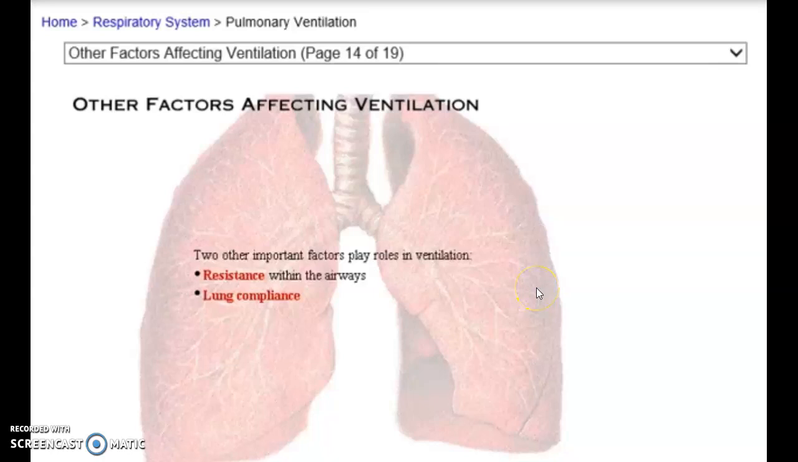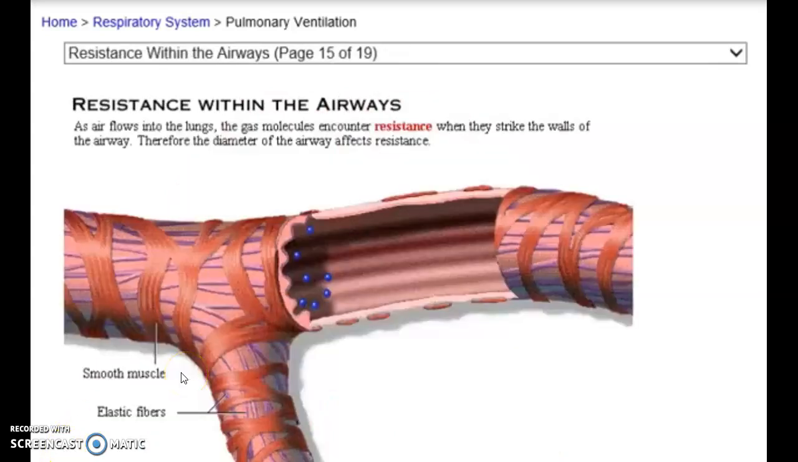Let's look at two other factors that affect ventilation. First being resistance in the airways, and then lung compliance. Now remember, when we change from the bronchi areas to the bronchiole areas, we lose the cartilage, but we have smooth muscle surrounding these elastic fibers, and what the smooth muscle is going to end up doing is being able to contract, which is going to affect the diameter of the airways.